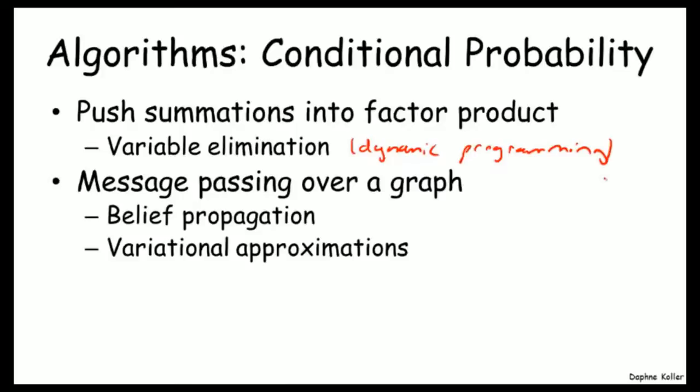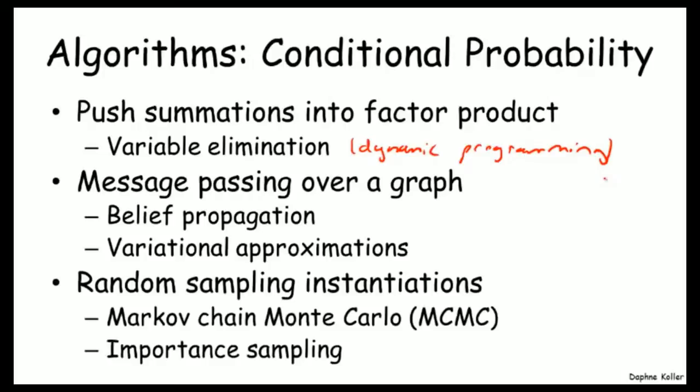A generalization of this algorithm performs message passing over a graph that also effectively deals with summations and factor product and factor summation. And there are many variants of this algorithm, some of which are exact and others are approximate. Here are some names of algorithms, only some of which we'll have an opportunity to discuss.